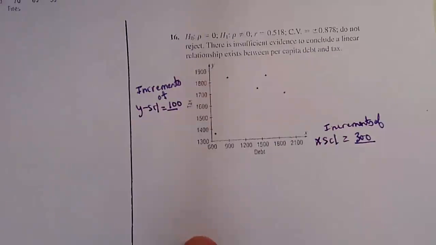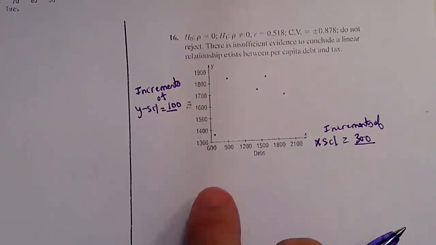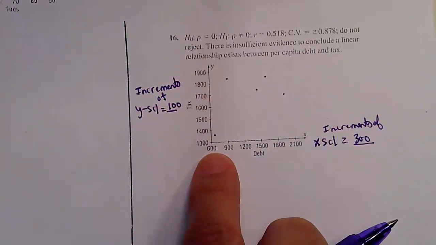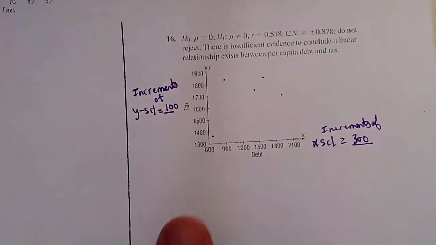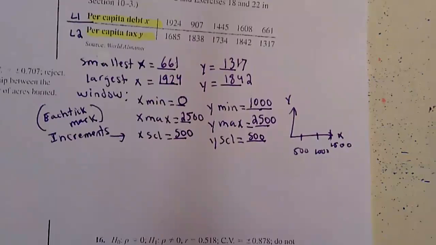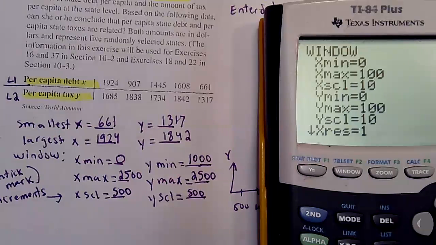And then they started off X-Men and Y-Men. X-Men, they started off at 600. Y-Men, they started off at 1300. Okay, and that's fine. And this should work out also. So when we come out over here, let's change that now. So come over here and change that.